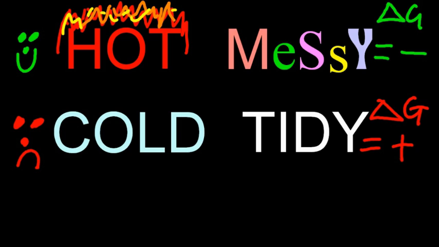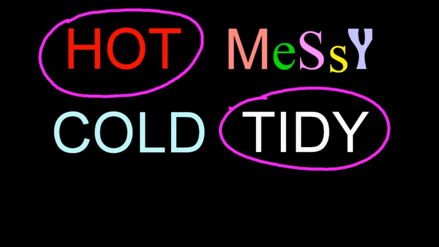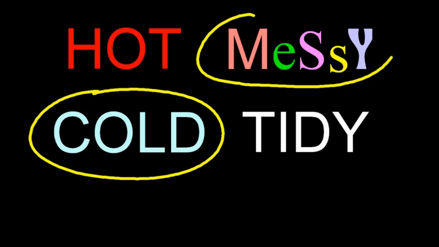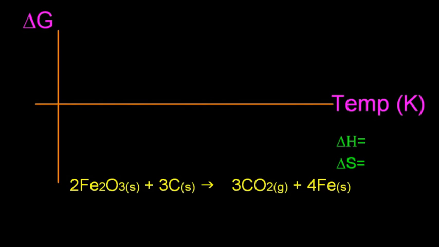So the interesting part is, what if it's a different combination of those two? For example, if it's hot and tidy, does it happen? Or if it's cold and messy, does the reaction happen? Well, those reactions are temperature dependent, and that's what this unit's about. Well, for this reaction that's used to make iron, delta G, when it's plus, it's non-spontaneous, that's always the case, and negative delta G is spontaneous.